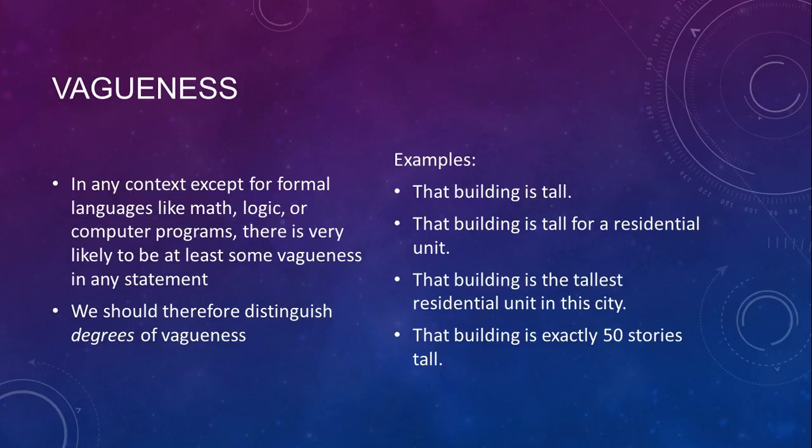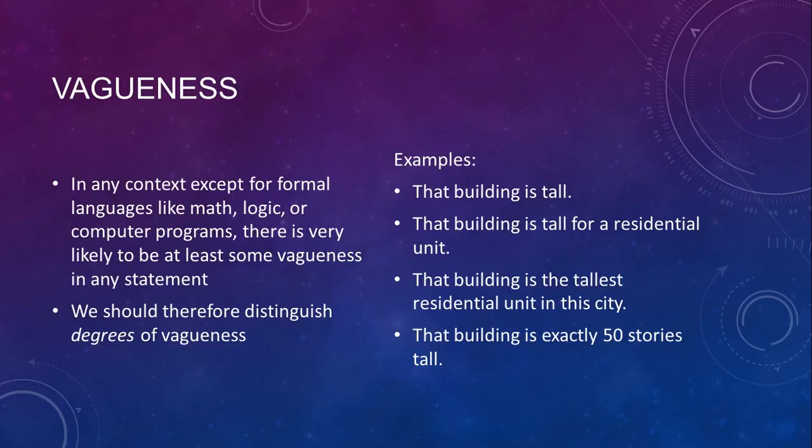So taking vagueness first, in any context except for formal languages like math, logic, and computer programming, there's very likely to be some non-zero amount of vagueness in any sentence. Some aspect of it will be less than perfectly clear. But that doesn't mean that you should just accept that all sentences are maximally vague. Despite the fact that there's at least some vagueness everywhere except the formal languages, we should be able to distinguish degrees of vagueness, right?